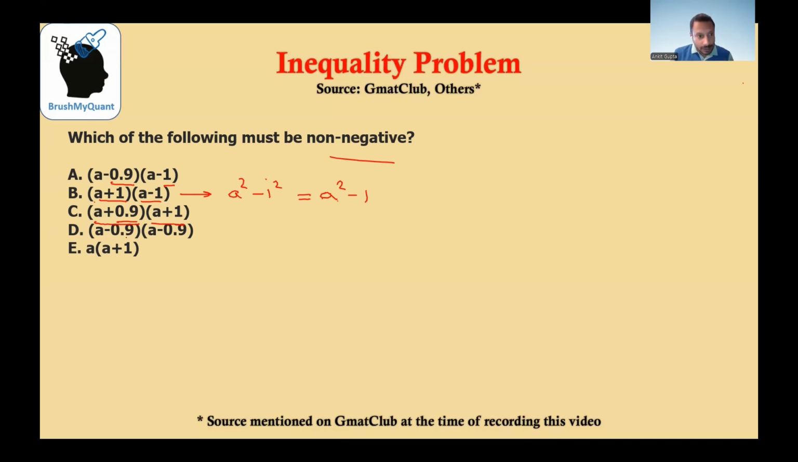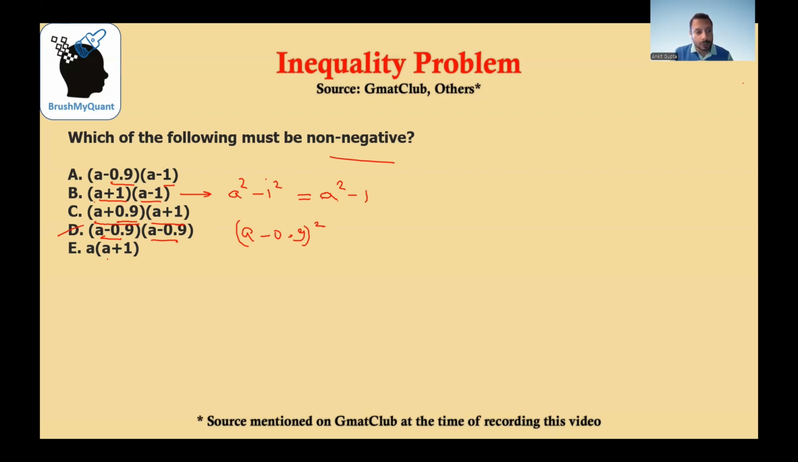Let's look at option D. It says a minus 0.9 multiplied with a minus 0.9. So this becomes a minus 0.9 whole square. Now this is the square of a number, right? That means this value will be non-negative. The minimum value of this expression will be equal to 0 when a is equal to 0.9. Otherwise, this value will be positive. So that means option D is actually our answer.